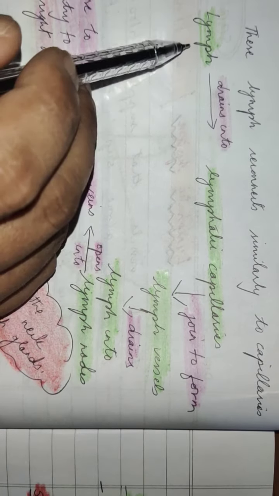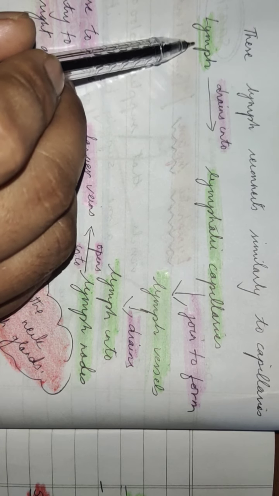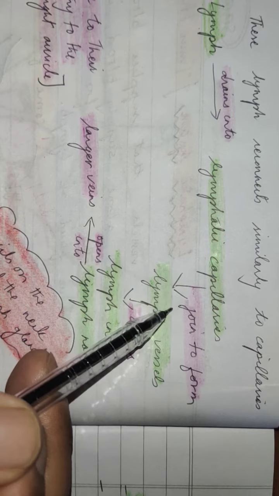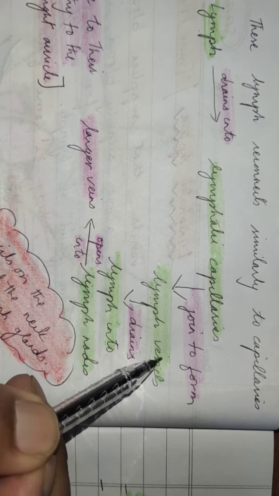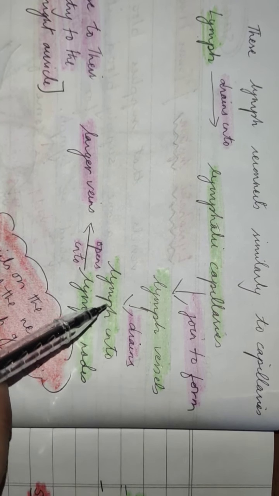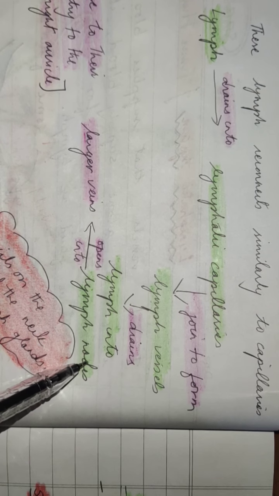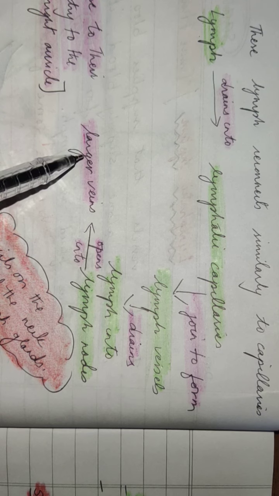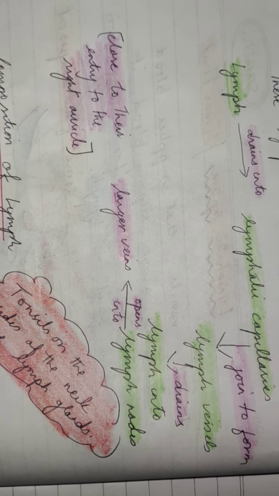Okay, so what does lymph do? Lymph drains into lymphatic capillaries, and these join to form lymph vessels. Lymph vessels drain lymph into lymph nodes, and these lymph nodes open into larger veins, close to the entry of the right auricle.